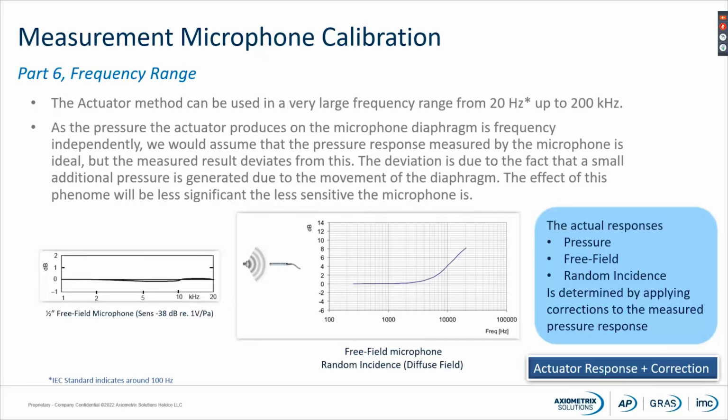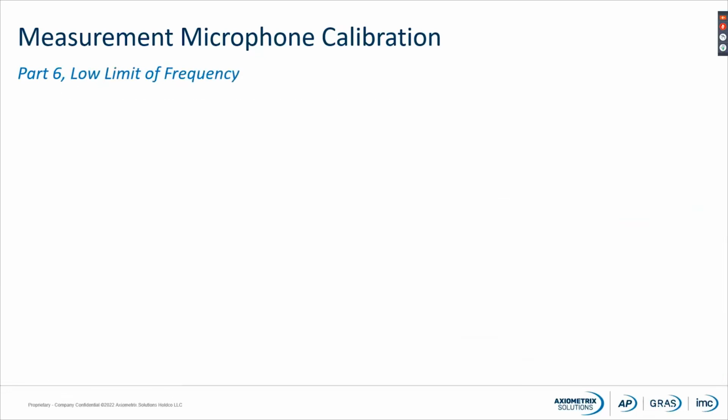The actual response measured with an actuator is pressure. For free field and random incidence field, we have to apply some correction factor to the actuator response measured for finding the free field and the random incidence response. So when using an actuator, we have to measure the actuator response, and then we have to do some corrections on top of that.